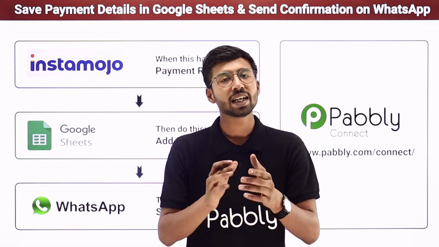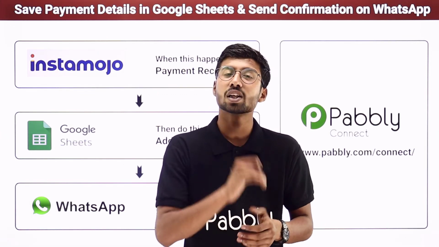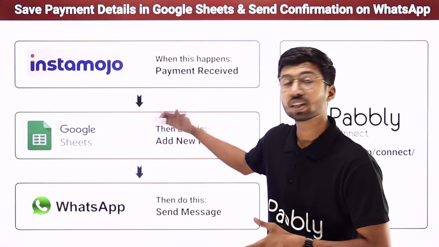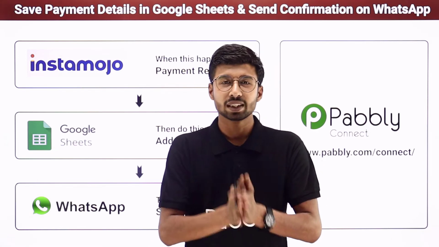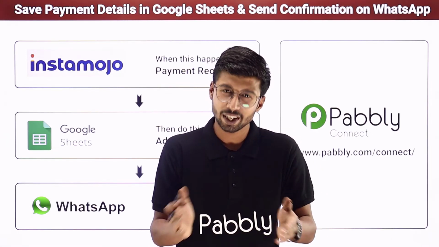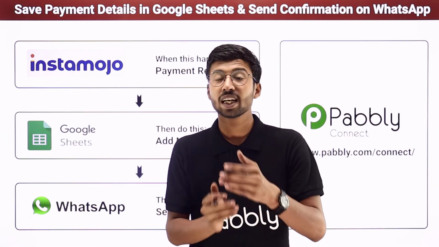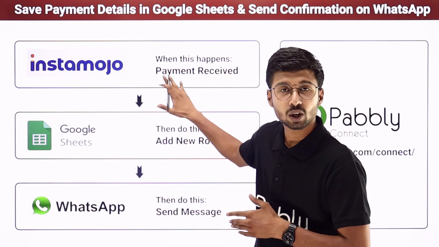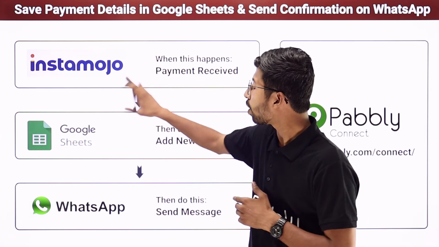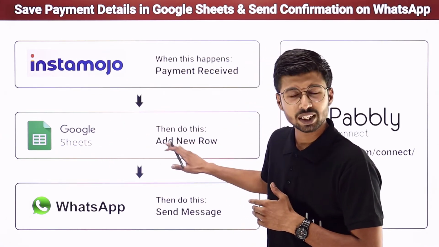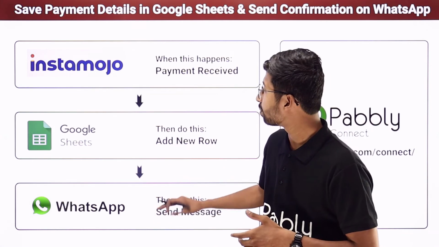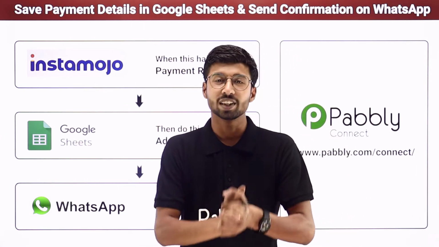And then guys, in this video, we will also learn how you can automatically send a WhatsApp confirmation message on a successful Instamojo payment. That too in a single automation. Interesting, right? So after setting up this automation, whenever we will receive a new payment in our Instamojo account, the payment details will automatically get stored inside our Google Sheets, and at the very same time, instantly, a WhatsApp message with the payment confirmation will be sent to the customer who made the payment.